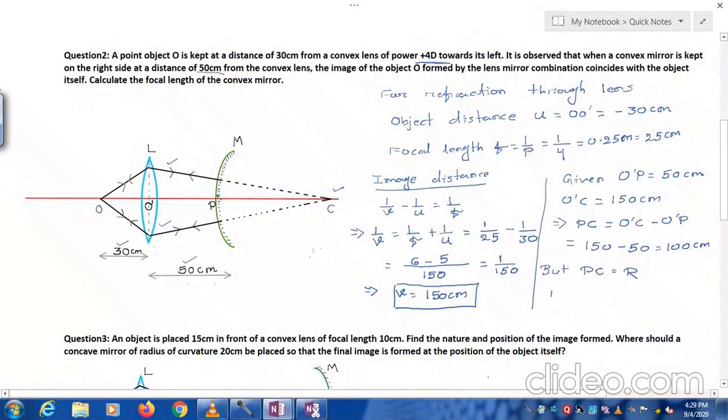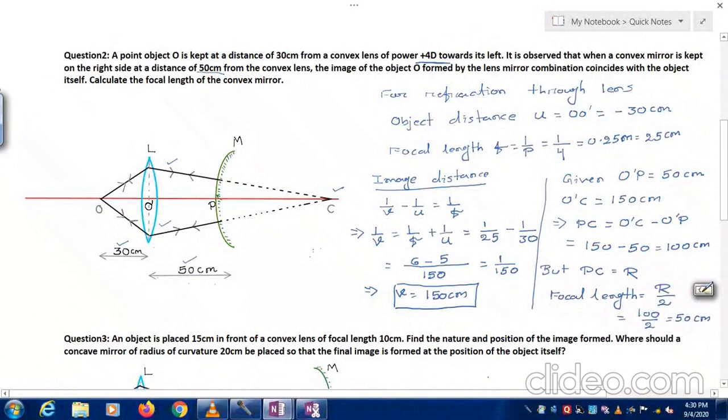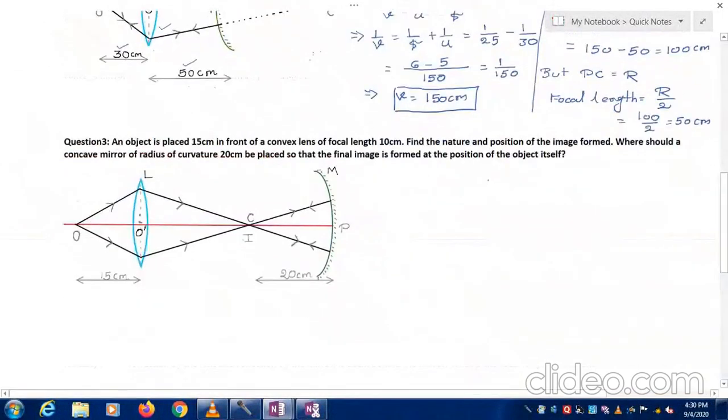But we already know that in case of a mirror, focal length is equal to radius of curvature divided by 2. So this is equal to 100 divided by 2. So this is equal to 50 centimeter. So the focal length of the given mirror is 50 centimeter. Okay, it is positive because the focal length of a convex mirror is positive.